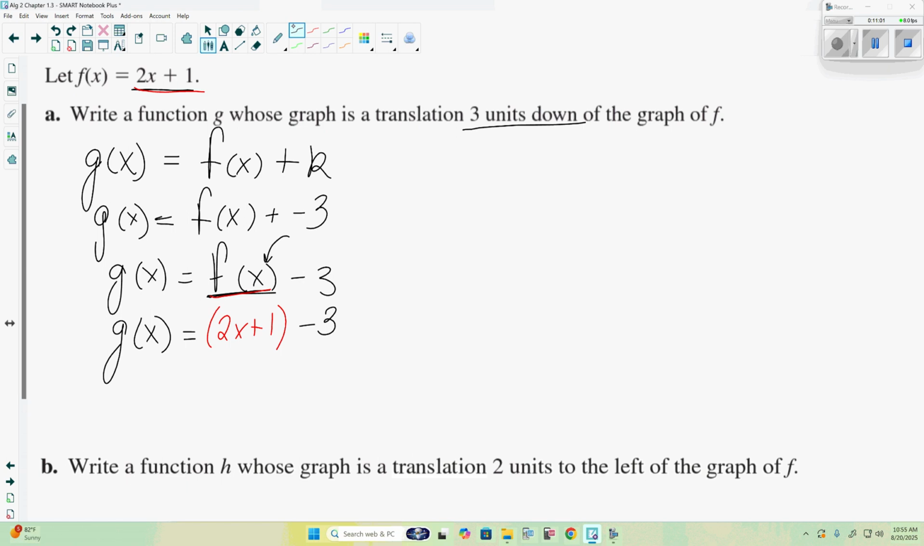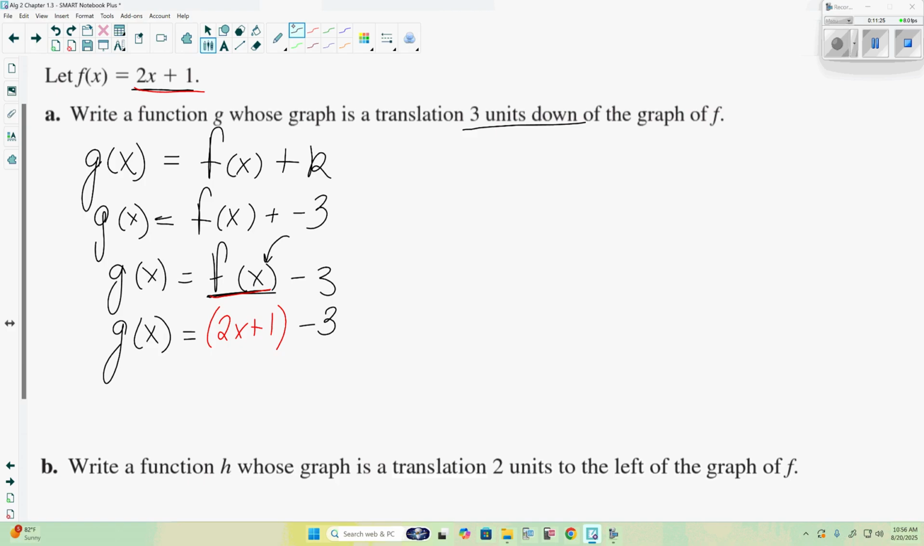Questions on what we've done so far? Because so far we've done what? Plugged in our transformation for k, the movement up or down, which was -3 because we were going down 3. Then we replace f of x with what it's equal to. So now we have parentheses 2x plus 1, close parentheses -3. Questions on this so far?